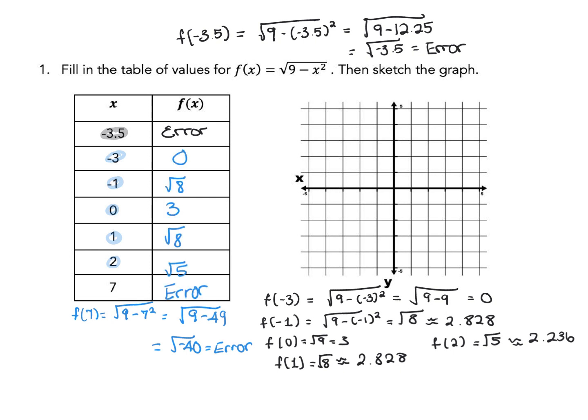So at negative 3, we're going to be at 0. And then at negative 1, we're going to be between 2 and 3. At 0, we're going to be at 3. Oh, I have this wrong. All right. Then at 0, we're at 3. And then at 1, we're going to be right here again. And then at 2, we're going to be here. And then at 7, it doesn't really exist. But so our graph looks like this.